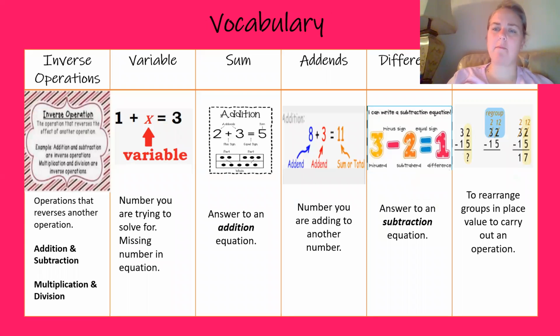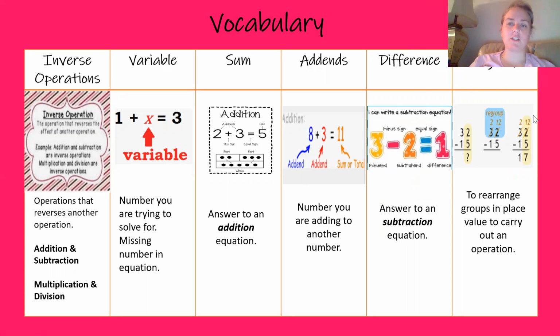All right, so here's some more vocabulary words that we're going to be working on this week. We have inverse operations. Inverse operations means that you have an operation that reverses the effect of another operation. We've talked about this a lot in class. Addition and subtraction go together, multiplication and division go together. We've done this a lot last year with multiplication. To check your work for division, you would do multiplication. Same thing for addition and subtraction. If I have a subtraction problem, I would add the numbers together to check my work.